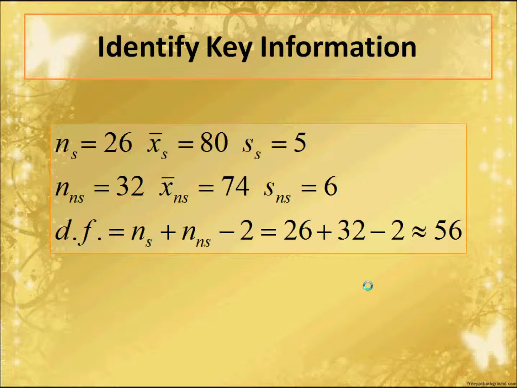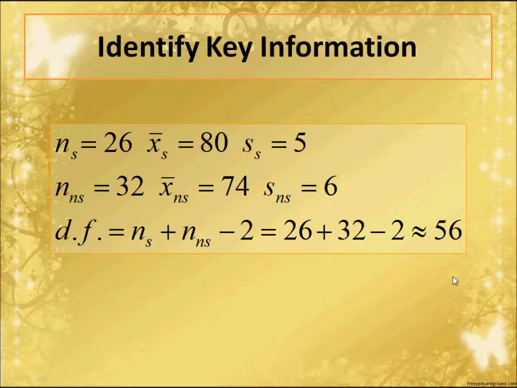So now I'm going to identify the key information. And notice, I do write my subscript for each one. The sample size for the smokers is 26. The mean for smokers is 80, with the standard deviation for smokers at 5. The sample size for non-smokers was 32, with a mean of 74 and a standard deviation of 6. And degrees of freedom: here we're going to approximate them. The way we do that is take the sample size of the smokers and the sample size of the non-smokers, add them together, and then subtract 2. So in this case, it's approximately 56.